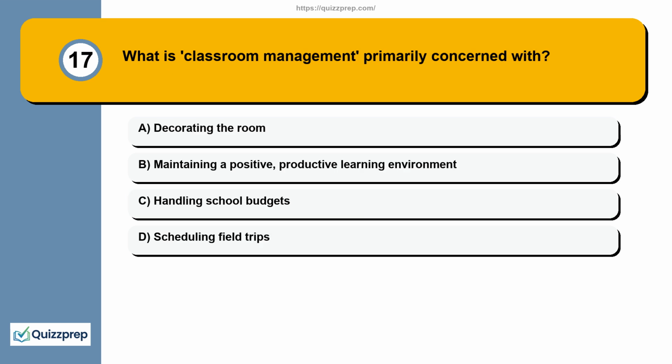Question 17. What is classroom management primarily concerned with? Here are your options. Option A. Decorating the room. Option B. Maintaining a positive, productive learning environment. Option C. Handling school budgets. Option D. Scheduling field trips.